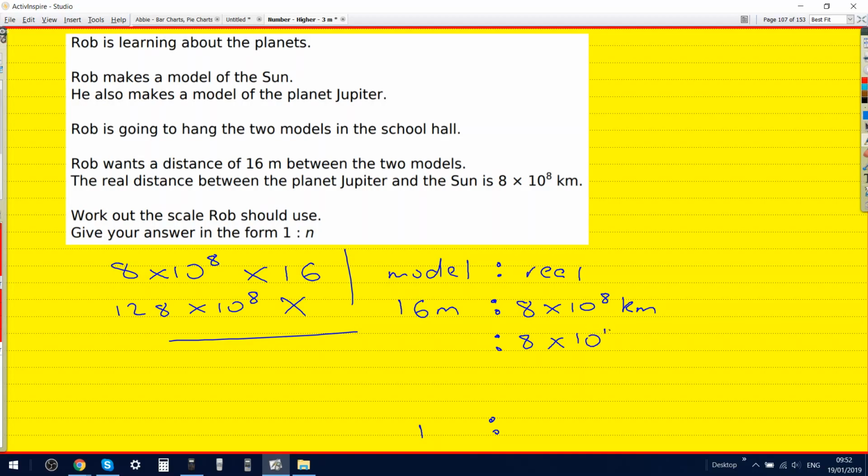Yeah, exactly. And then what would you do? Divide that by 16. Yeah, exactly. So divide by 16. And actually, yeah, what is 8 divided by 16? 2. Oh no, 5. So that's 0.5 times 10 to the 11. And what would that be in standard form?